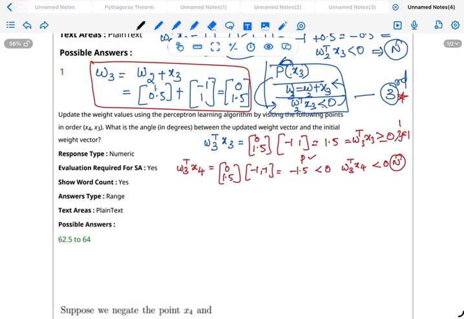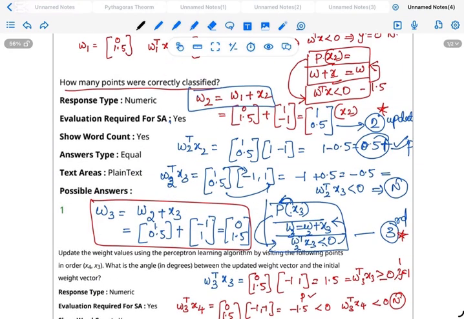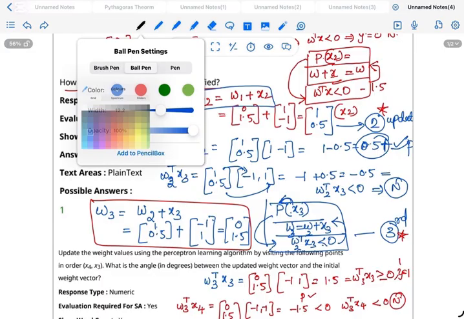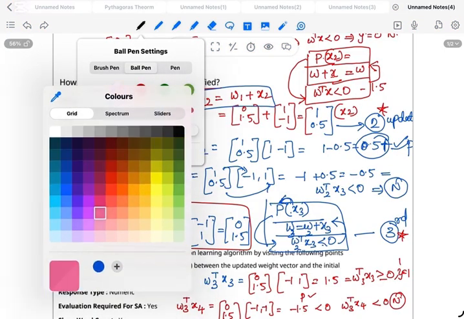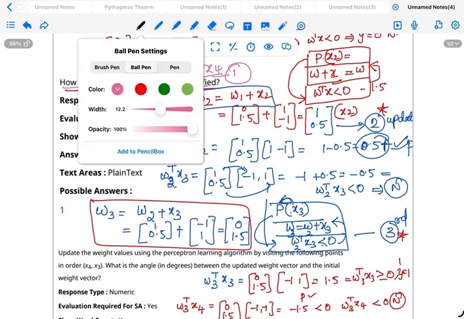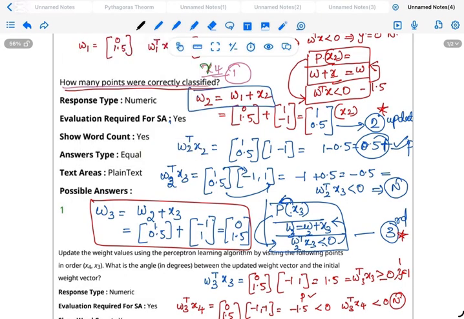No weight vector is updated. So for this question, how many data points are correctly classified? Only one, X4 is correctly classified. For this question, the answer is that only X4 is correctly classified.